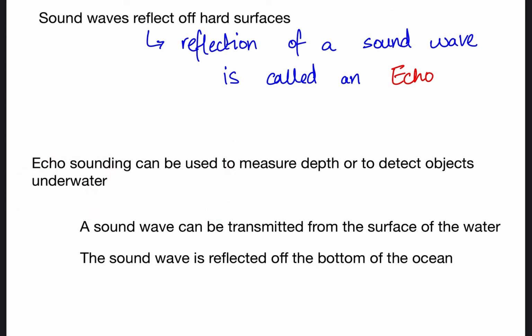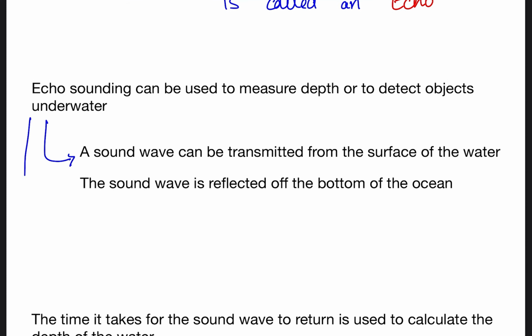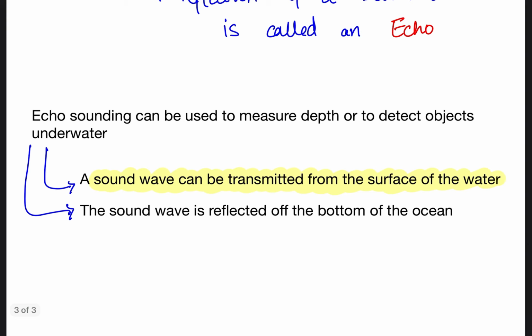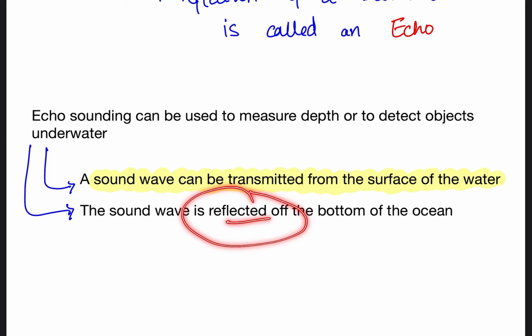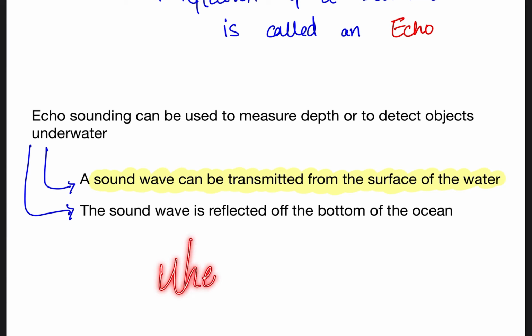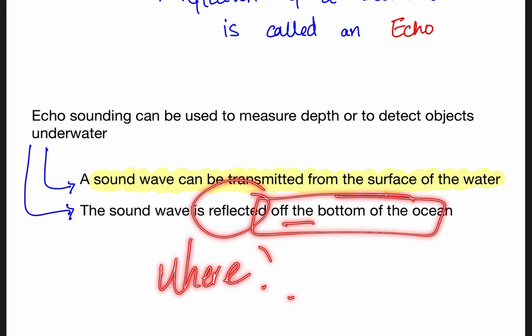Two points here I have written. This is point number 1 and this is point number 2. A sound wave can be transmitted from the surface of the water. The sound wave is reflected off the bottom of the ocean. Where does the reflection of the sound wave take place? It takes place from the bottom, from the deepest part of the ocean.